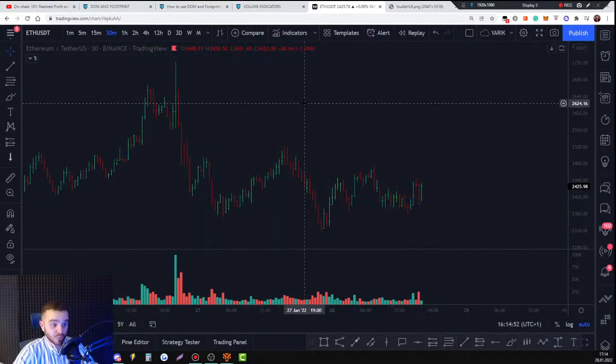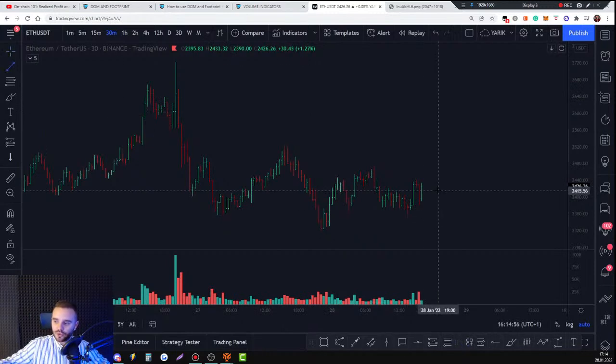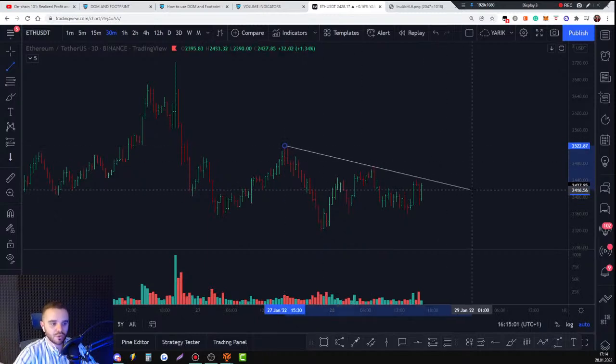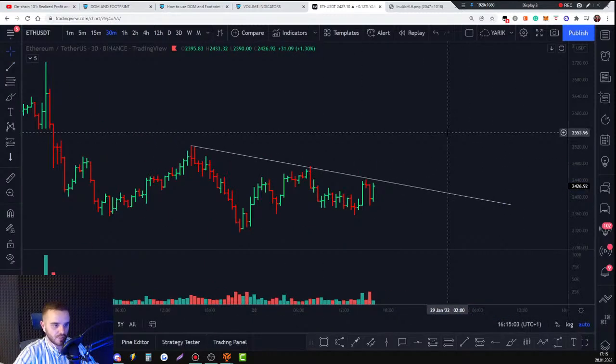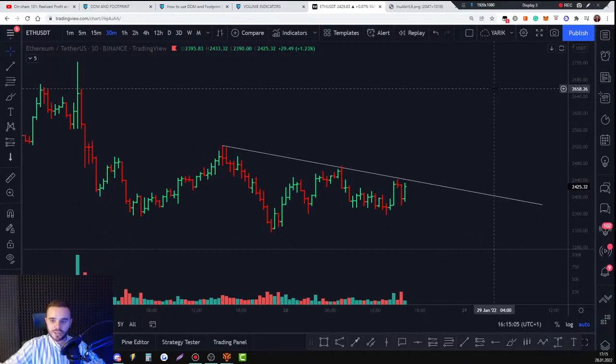What I mean by small risk, my friends, how many of you know about DOM and footprint? How many of you know about risk per trade? How many of you know about it? What is risk per trade? How can you calculate risk per trade?